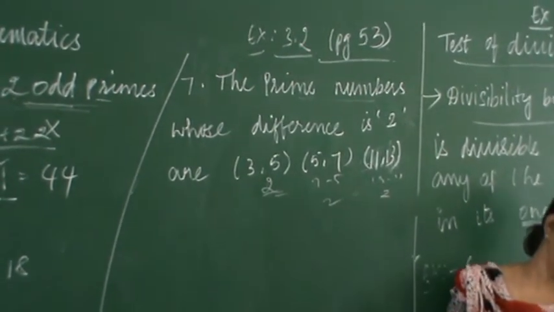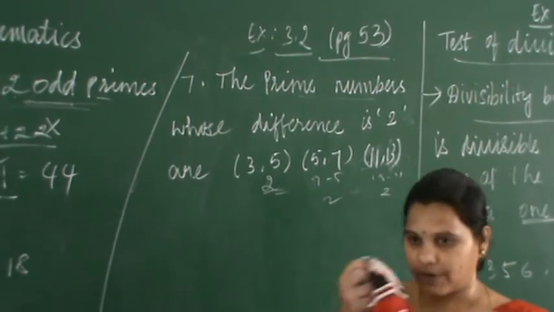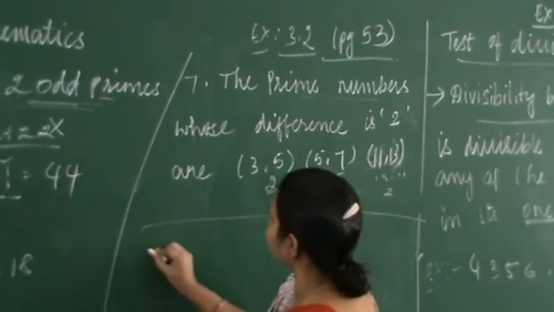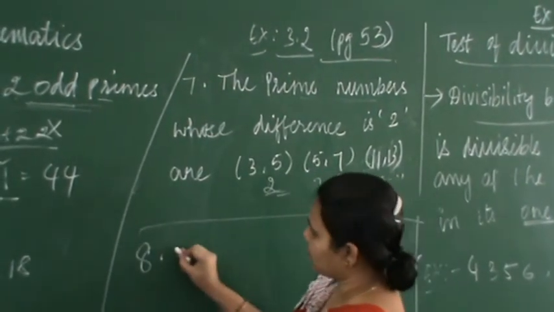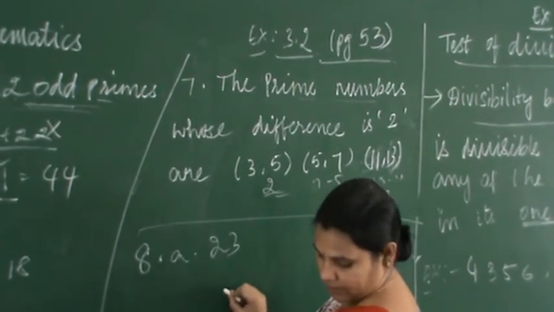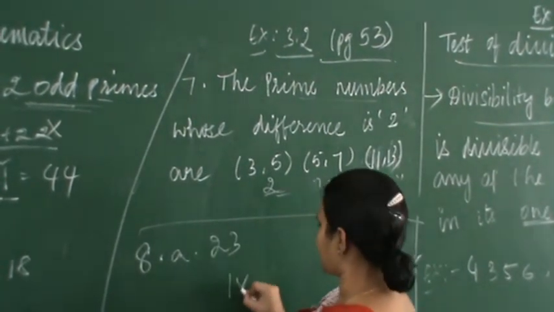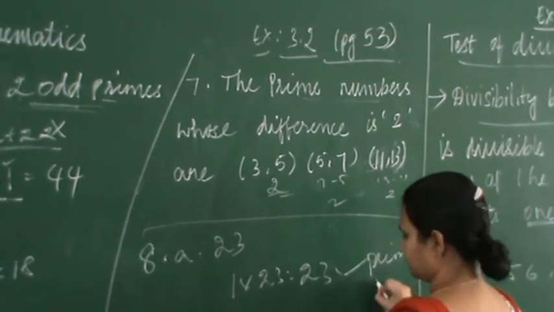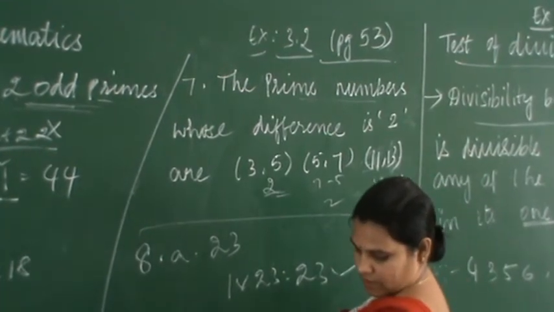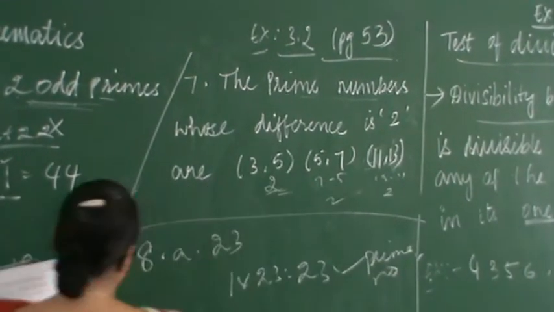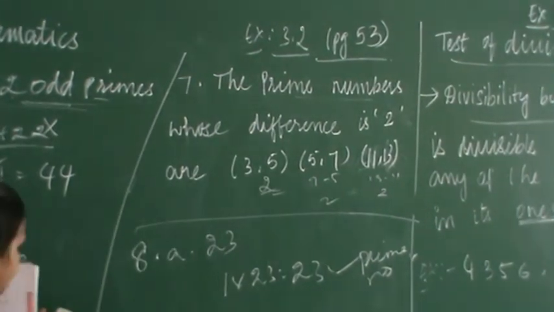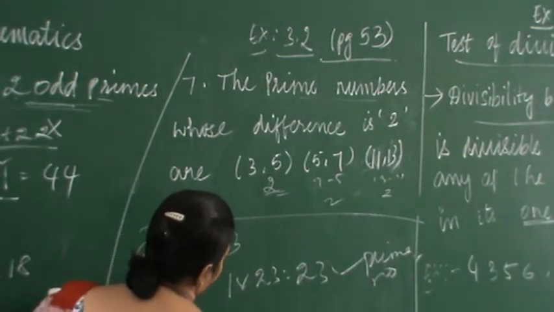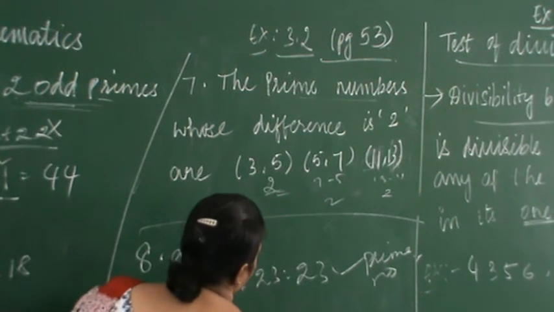8th one. Which of the following are prime numbers is asked. What are prime numbers, children? Numbers whose factors are only 1 and itself. I am doing the example 23. Is 23 a prime number? Yes. 1 into 23 is 23. So 23 is a prime number. C is 37. 37 also has only 1 and the number itself as factors. So 37 is also a prime number.